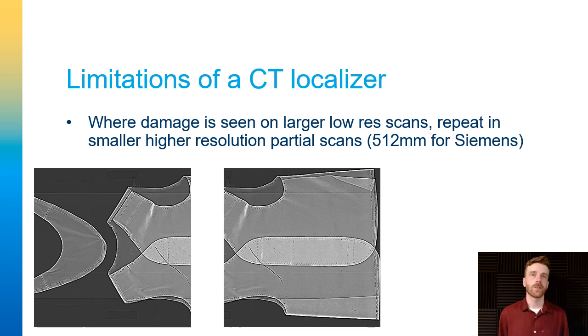Fear not, there is a way around it. It seems as though there's some sort of pixel binning going on in longer scans. So all you have to do to see damage in better detail is drop the length of the scan down below the threshold where the pixel binning begins and rescan the damaged region. For Siemens scanners like the one used here, the threshold seems to be at 512 millimeters. I'm not sure if the same limitation applies to other brands of scanners, so it's worth keeping it in mind.